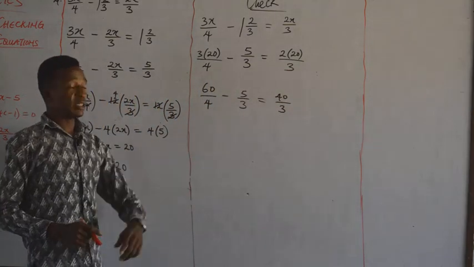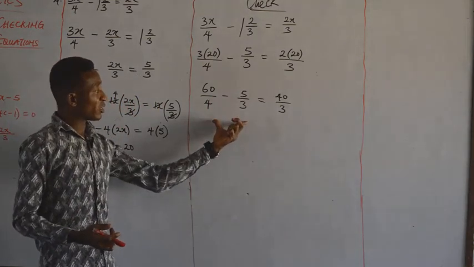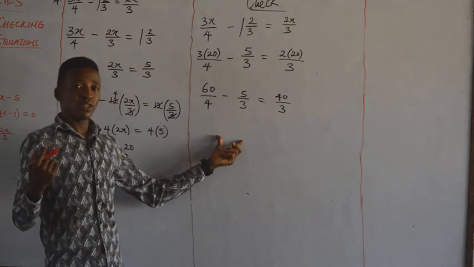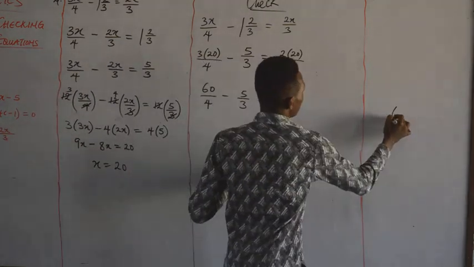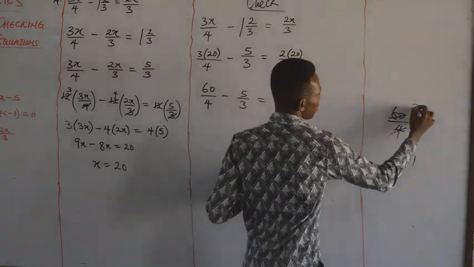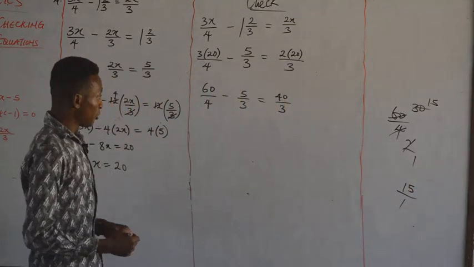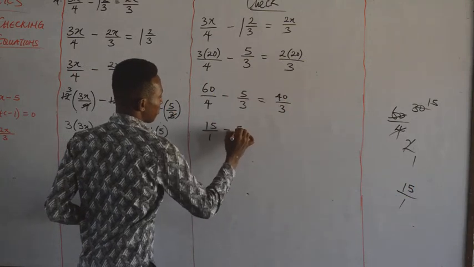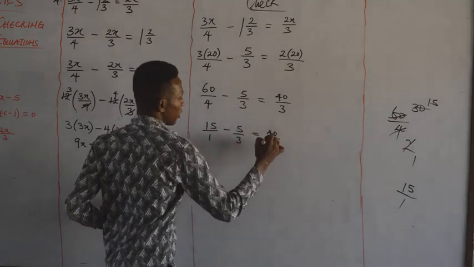Here, I can do this one directly and I can still reduce the fraction. If I'm doing it directly, I just need to find the LCM, which will give us 12. But if I'm going like that, all the values I'll be having will be big numbers. I can easily divide this. When you say 60 divided by 4, this is 2, this is 30, 2 here 1, 2 here 15. So I'm having 15 all over 1, which is the same thing as 15. So I can reduce this and bring that here: 15 all over 1 minus 5 all over 3 equals 40 all over 3.